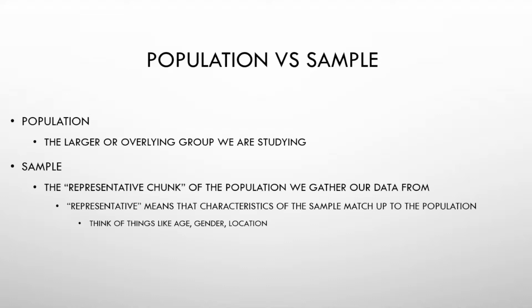Population versus sample. This is where we start dissecting what it is we're talking about in a study and what it is we actually look at in a study. A population is the larger or overlying group we are studying. If I wanted to make conclusions about students here, I would say I'm studying students at Joliet Central. If I included West, it'd be students at Joliet Township.